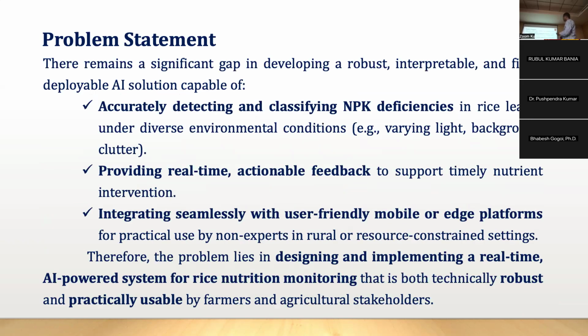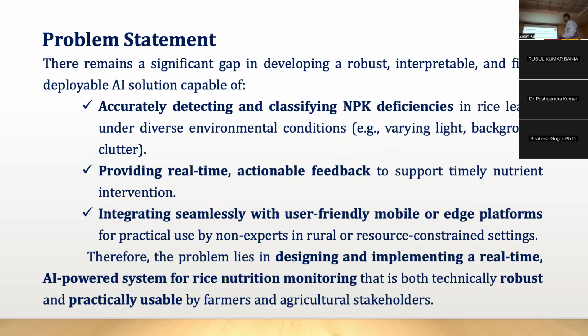So there remains a significant gap in developing a robust, interpretable, and field-deployable AI solution capable of accurately detecting and classifying NPK deficiencies in rice leaves under diverse environmental conditions, for example, heavy background clutter. And the second one is providing real-time actionable feedback to support timely nutrient intervention.